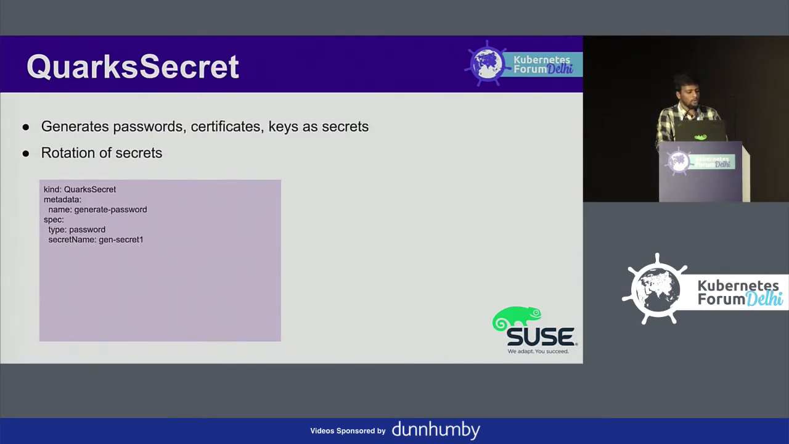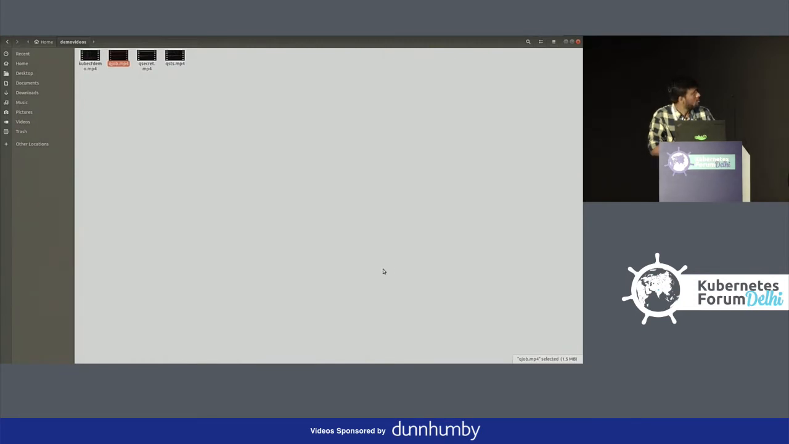There's another operator, Quarks Secret. It is also a simple operator which is used to generate passwords, certificates, and keys, and saves them as secrets. It also supports rotation of these secrets. You can see there's a type field in the spec, and I've written it as password. That means I'm asking the operator to generate a password, and with this, store it in a secret named gensecret1. Let's see a demo of this too.